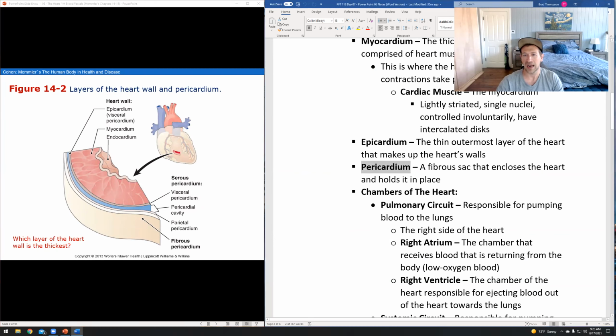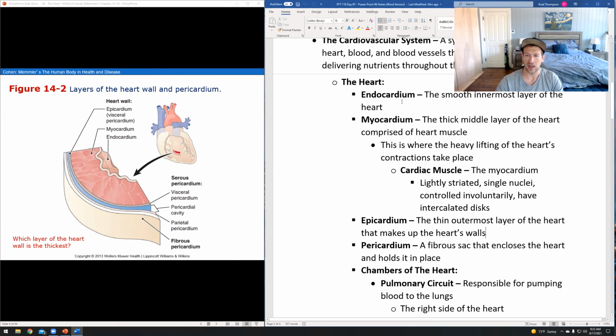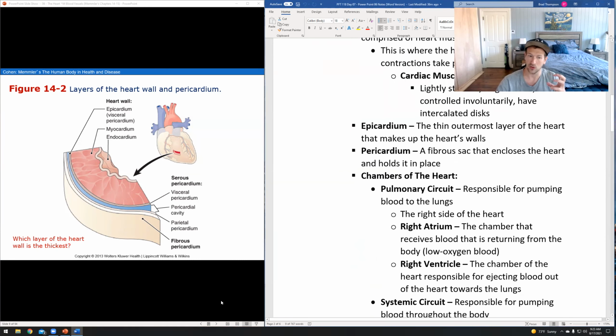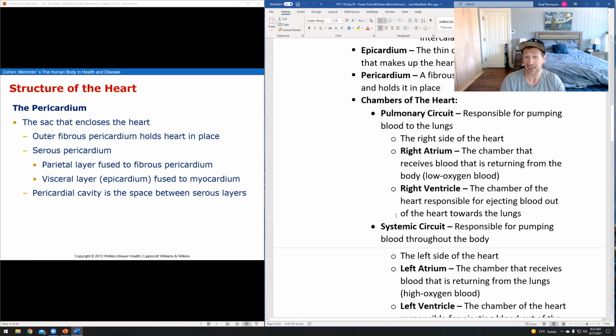So those are our different layers, right? We've got the myocardium, that's the muscular layer, the epicardium, that's the outermost layer, the endocardium, that's the innermost layer, and then the pericardium surrounding the whole thing, holding your heart in place. It's a sac that holds everything. It's connective tissue, just like fascia is designed to keep your muscles in the direction that they're supposed to travel. That's similar to how your pericardium is.